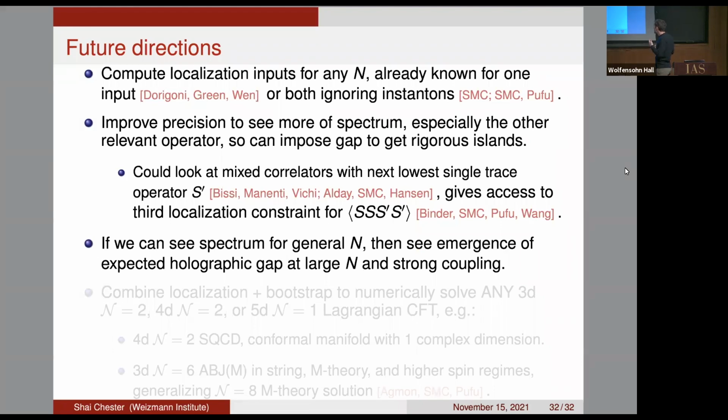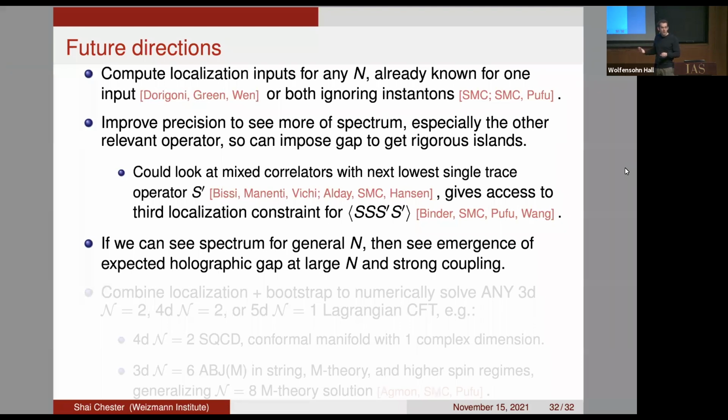One nice thing is that if we could determine the low-lying spectrum of CFT data for general N, then as you would increase the value of N, you would see the emergence of the expected holographic gap at the large N and strong coupling regime. So, for instance, say you were to look at all operators of dimension 10 and lower of spin 0, you would expect that for small N and weak coupling, there would be many, many operators, as you would expect from a generic gauge theory, whereas in the large N and strong coupling regime, there would be fewer operators.